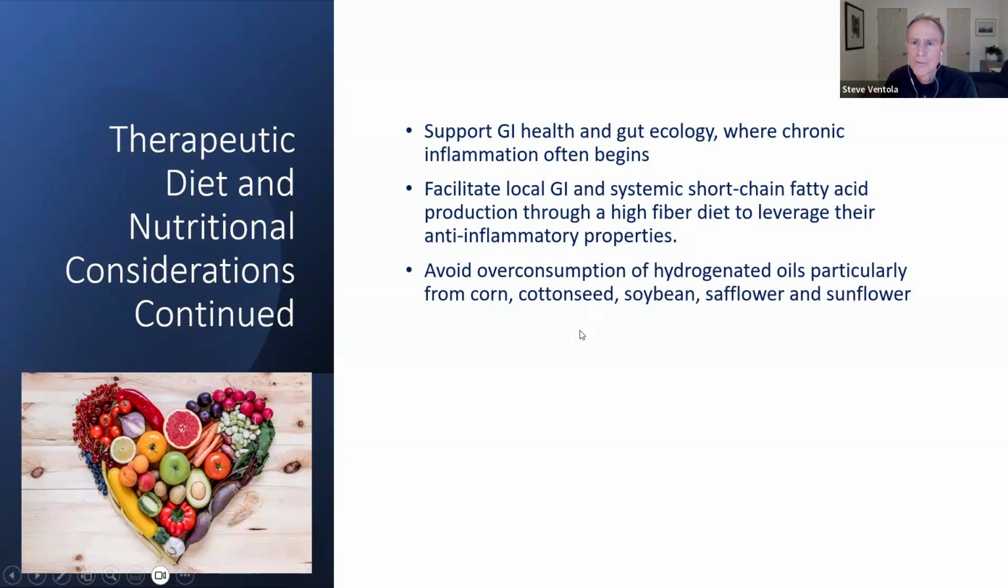Avoid overconsumption of hydrogenated oils, particularly from corn, cottonseed, soybean, safflower, and sunflower. Okay, now a lot of those are in processed foods, and those of us present here most likely minimize processed foods in your diets, but just be alert. Processed foods have a lot of these oils, which can be inflammatory.